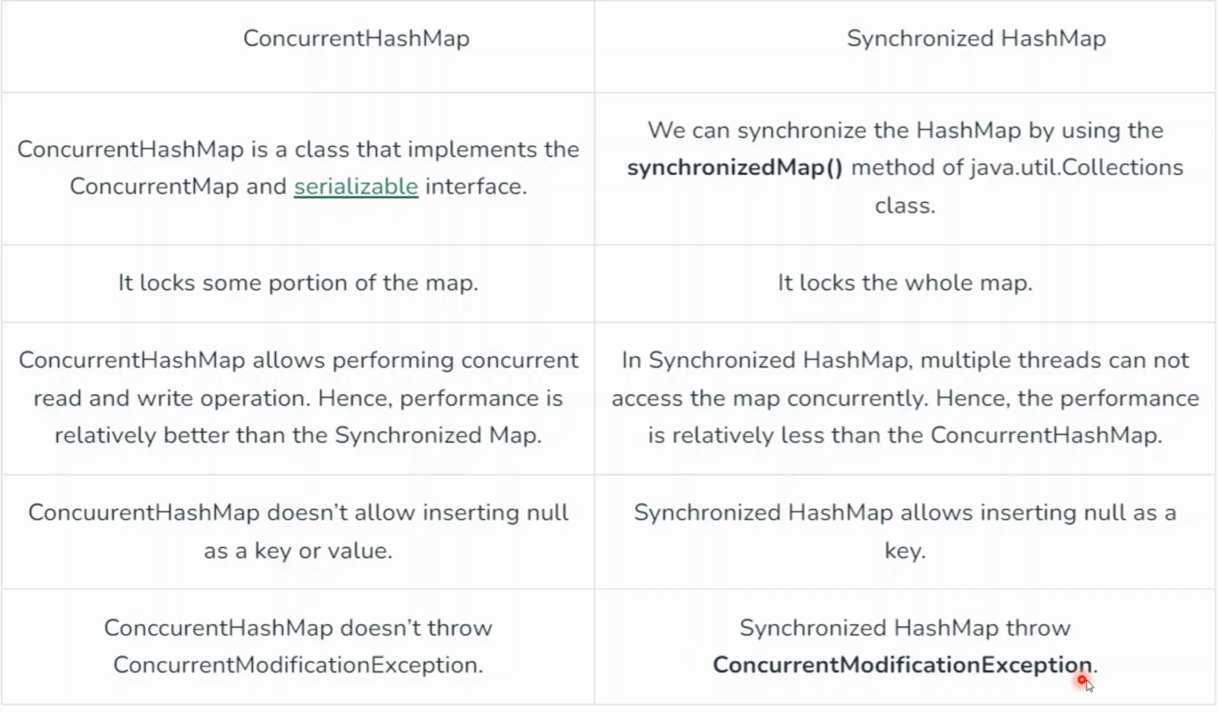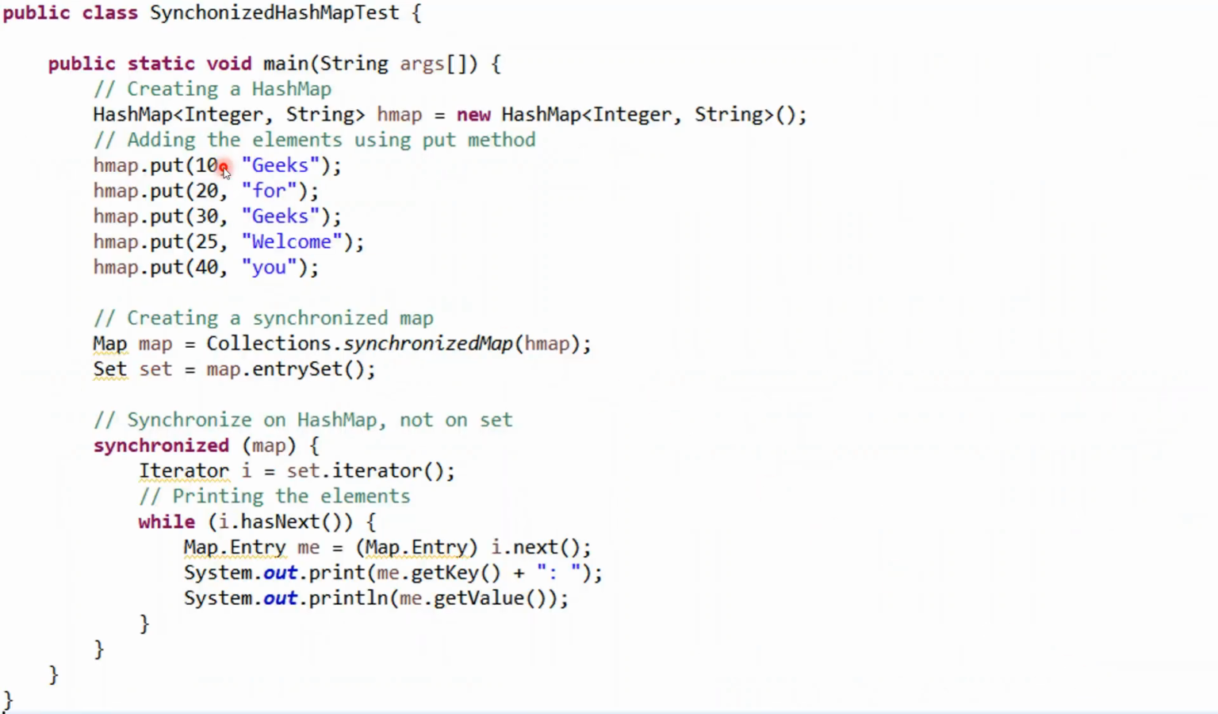So let's move on to the next part, which is related to coding. We'll understand how you can make a synchronized HashMap. What I did here is I have created one map, and I'm adding elements using the put method. I have already added 5 elements, and here I have created one map.